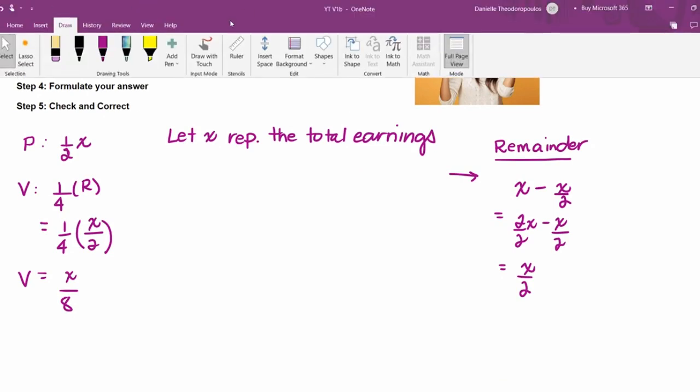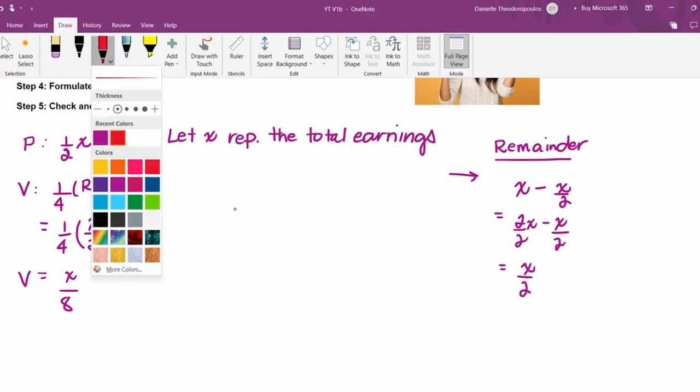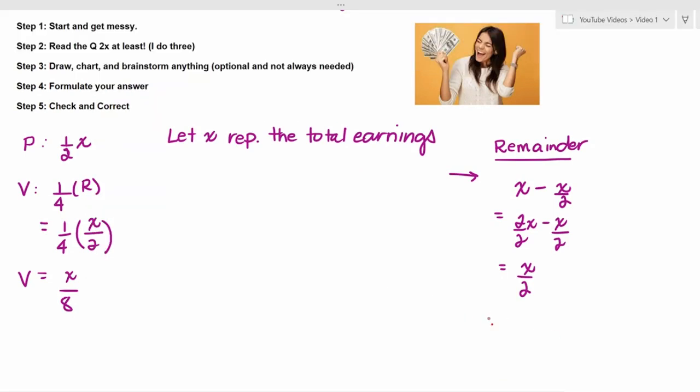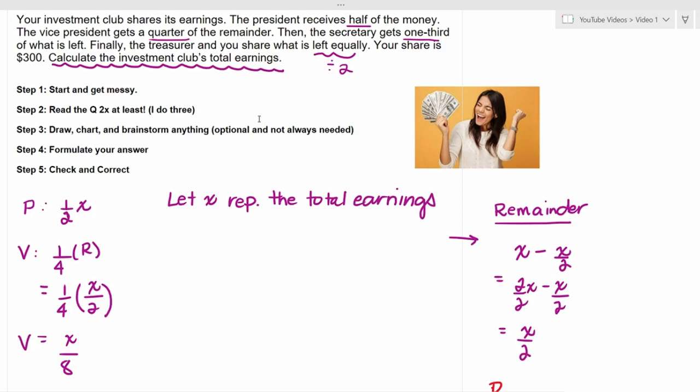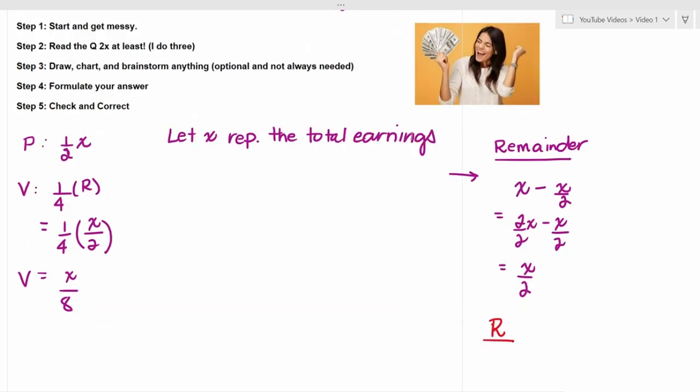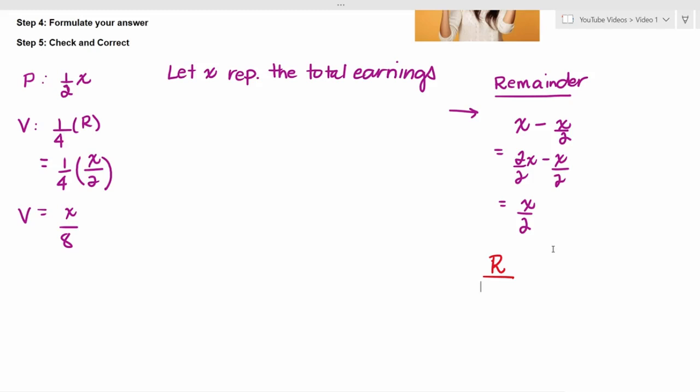I think I'm going to switch colors here, you guys. Let's go for a different color to talk about the secretary's remainder. So over here, I'm going to say a new remainder for the secretary. And we were told, let's see, I already forgot. The secretary gets 1/3 of what's left. What's left? Okay, hold on a second.